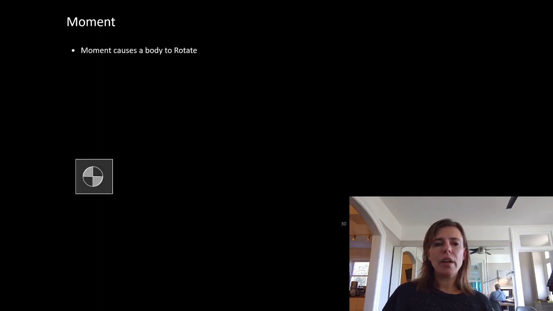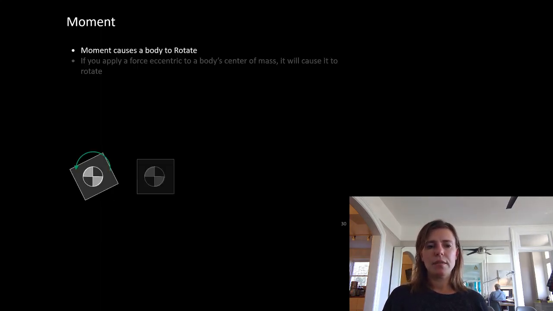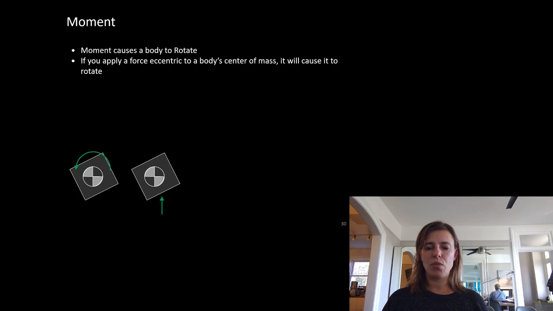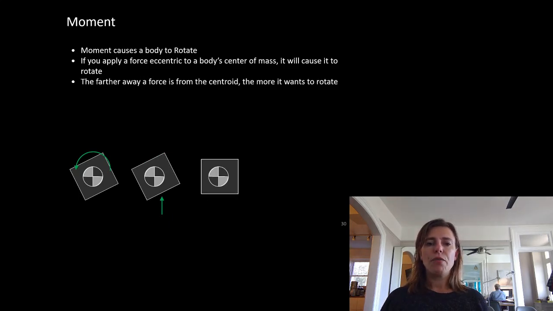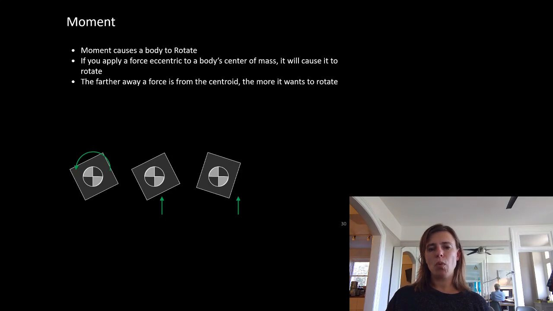So let's take a look at that. Moment causes a body to rotate. A force applied eccentrically to a center of mass causes it to rotate. The farther away the force is from the centroid, the more it wants to rotate. Ignore sliding just for a second. We're going to bring sliding, or translation, back into it. The further you move that force away, the more the object wants to rotate.